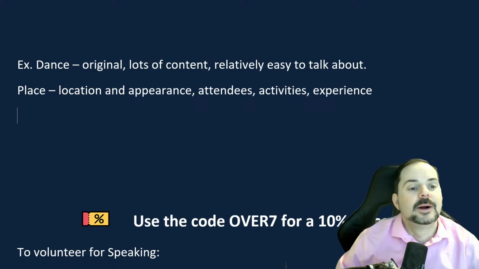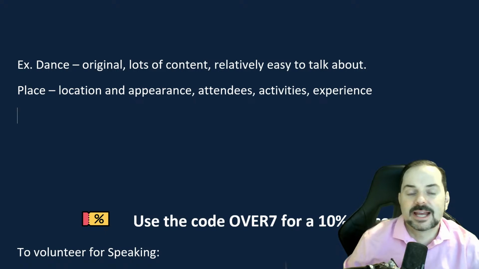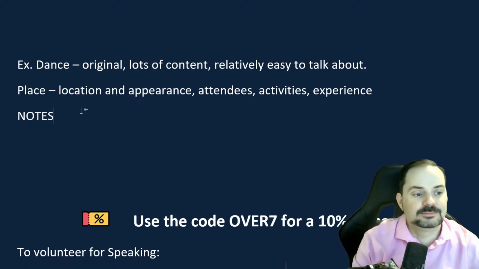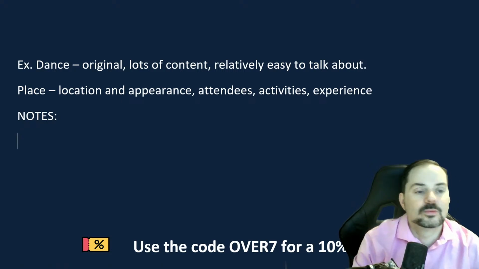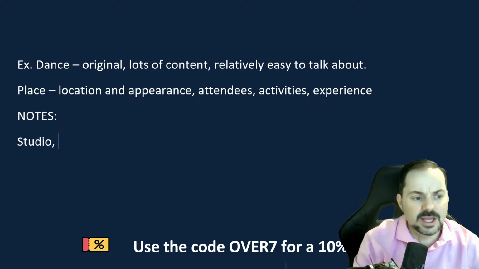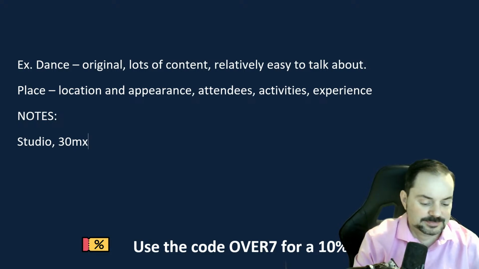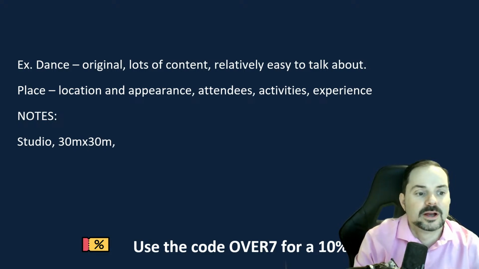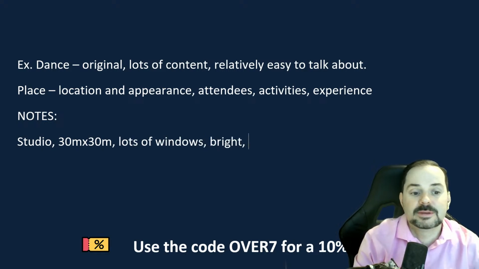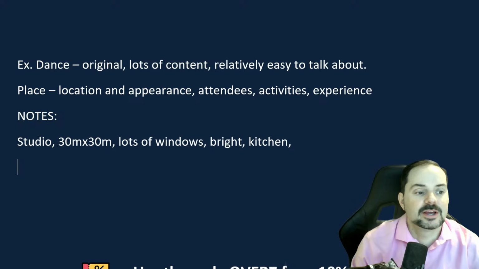All right. So students, location, appearance, attendees, activities. You've got your dance school, and then you take some notes. So what does it look like? Okay, it's a dance school. It's got a studio that's maybe 30 meters by 30 meters. Let's make it nice and big. Okay. Lots of windows. Bright. Maybe it's got a kitchen, so you can do food and dance events, right? Don't get too lost on the appearance, okay?